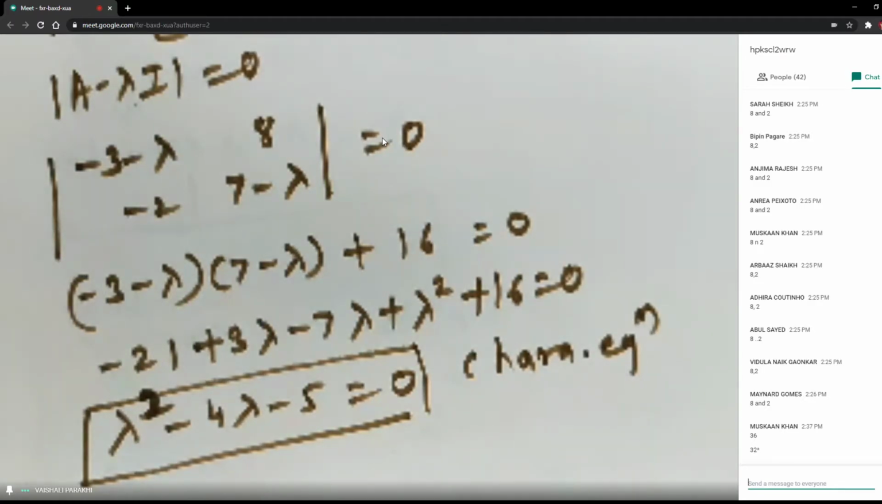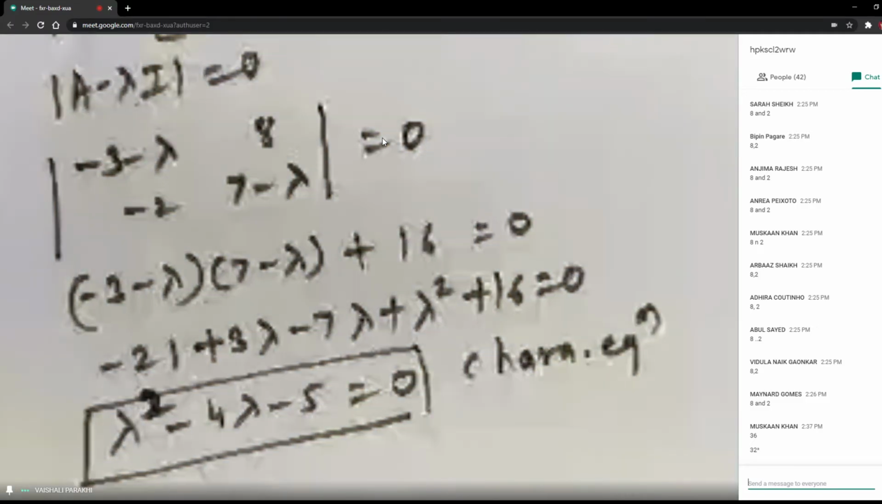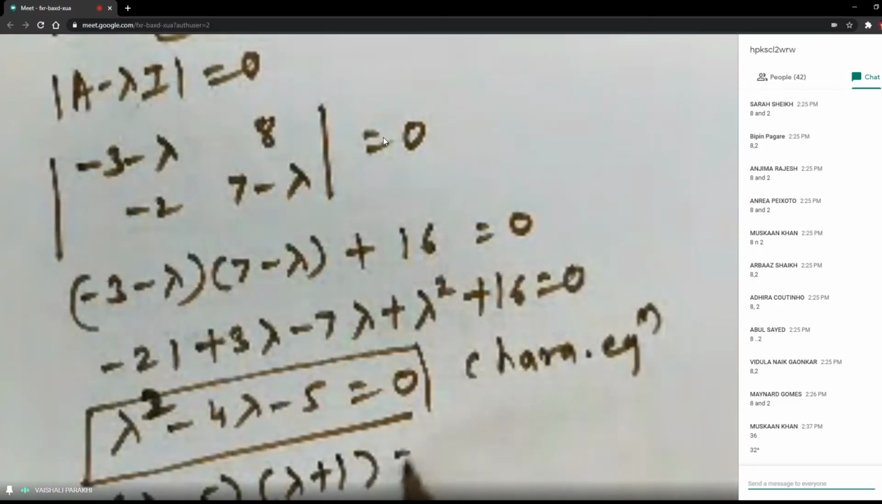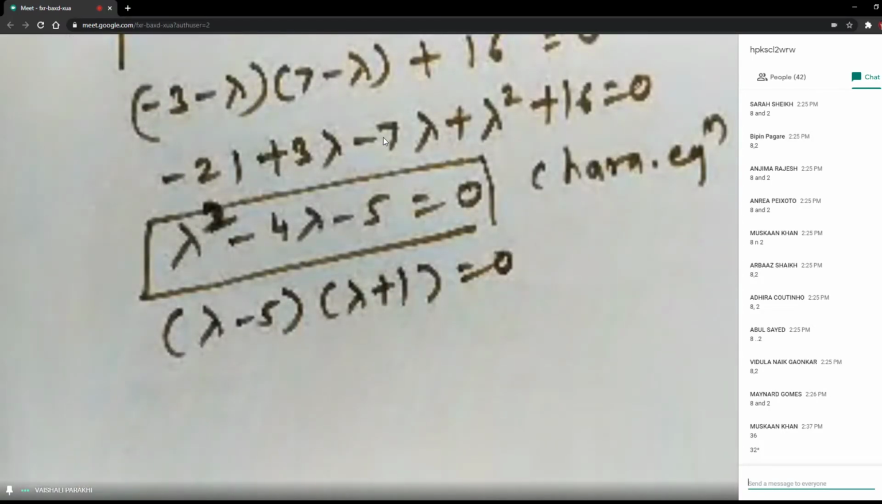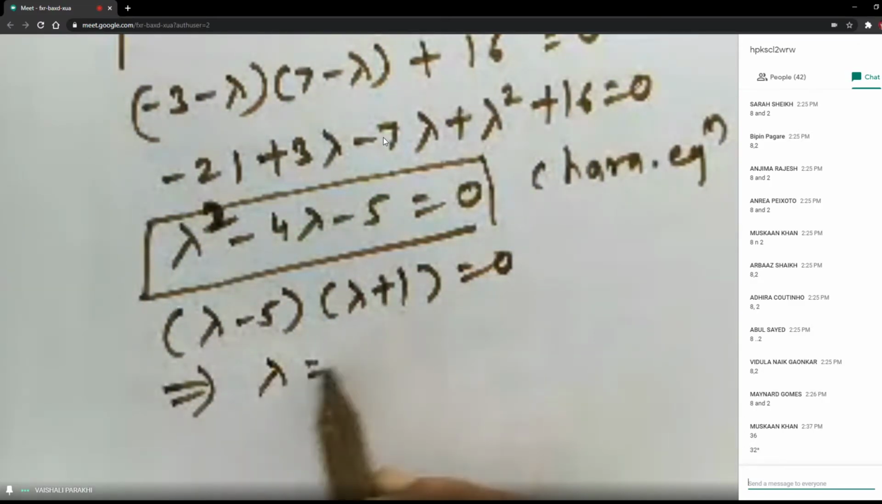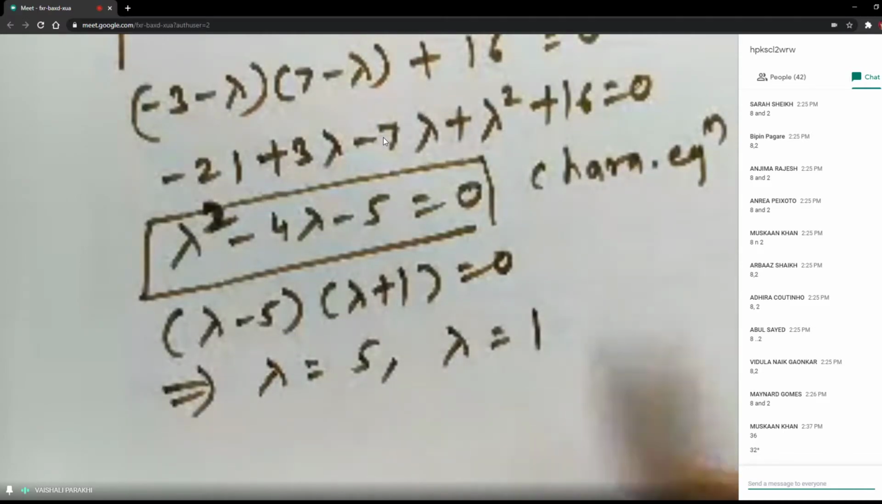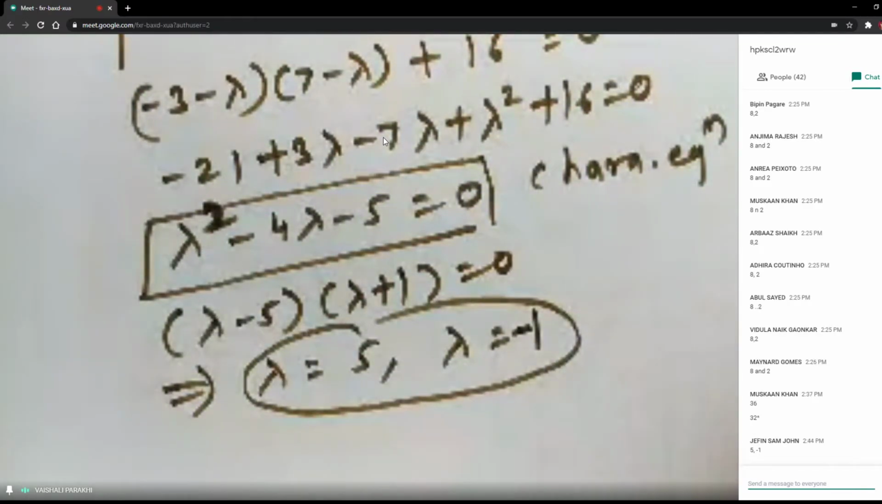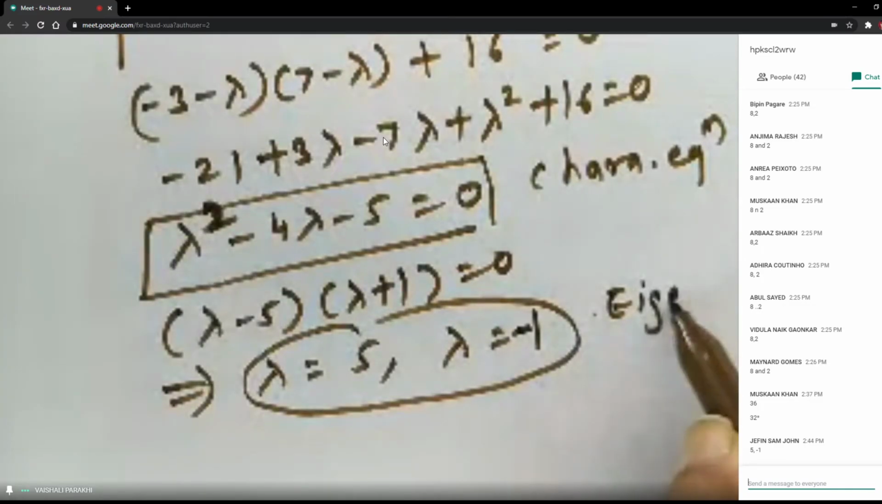Now here no need to use a calculator, even if you use it, no problem, but easily you can tell me what the factors of this are. Isn't it lambda minus 5 into lambda plus 1 equal to 0, because minus 5 times 1 is minus 5, right? And minus 5 plus 1 is minus 4. So two values you are getting, one is 5 and one is minus 1. And these two values are the eigenvalues of the given matrix.